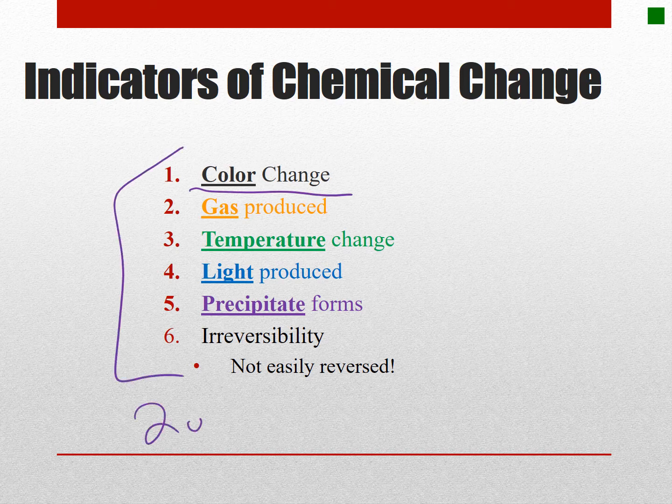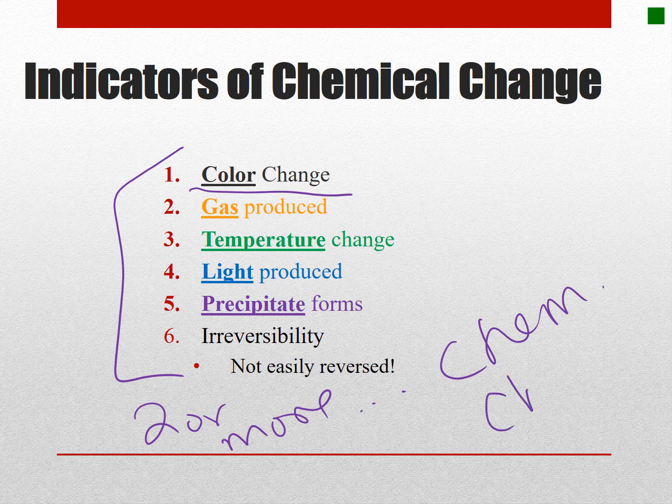If you see 2 or more of them, then I would go that it is a chemical change. So if I see both a color change and a gas produced, I would go that it is a chemical change. If I only see one, then I'm going to have to further think about it. The only one that is definitive is this one.